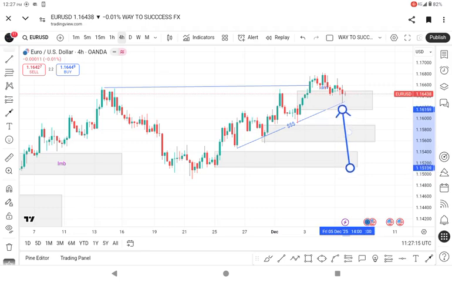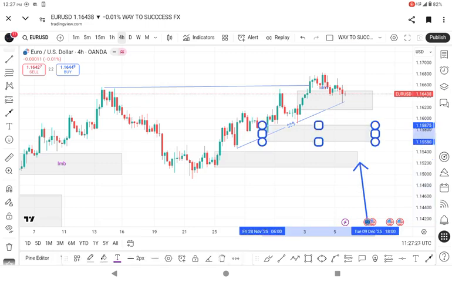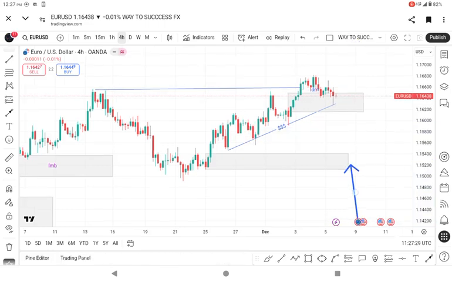Since the first attempt has failed and price now builds this trend line, I'm no longer expecting this level to hold. Instead, I'm expecting this level to hold price. So this zone now is not valid for me. Instead, I'm more focused on these two levels. Since this level has failed already, I'm expecting price to react at this level.